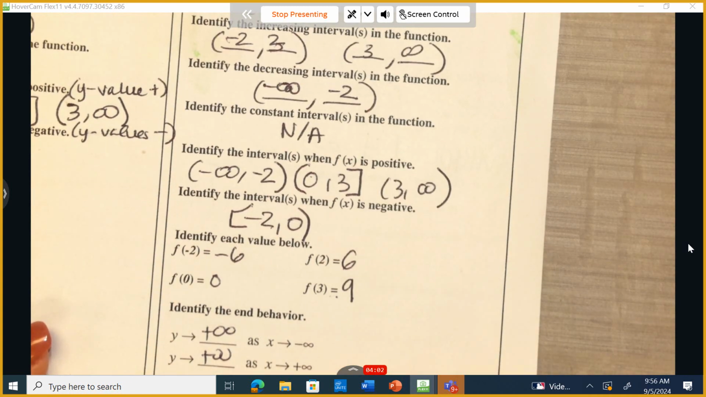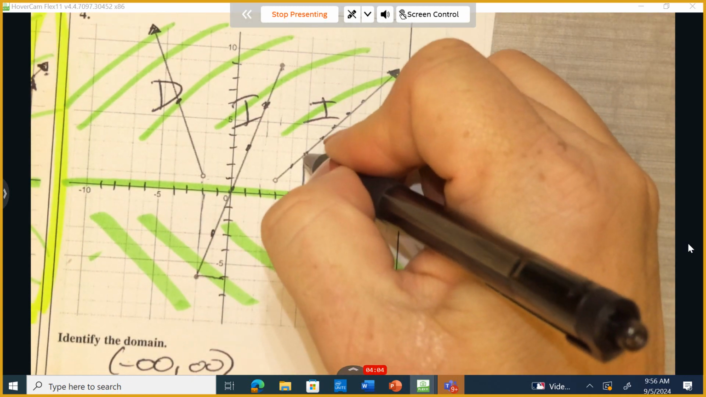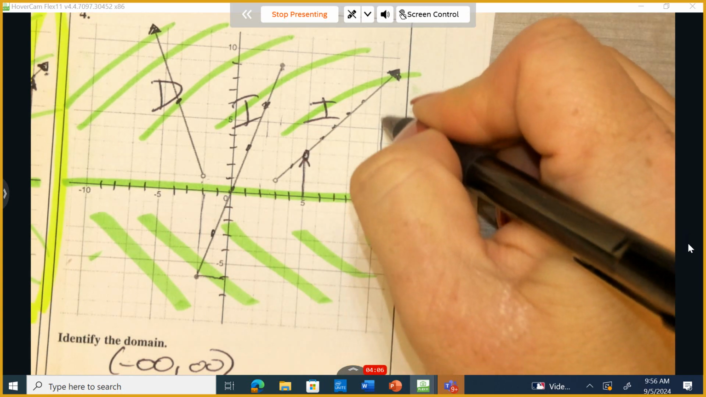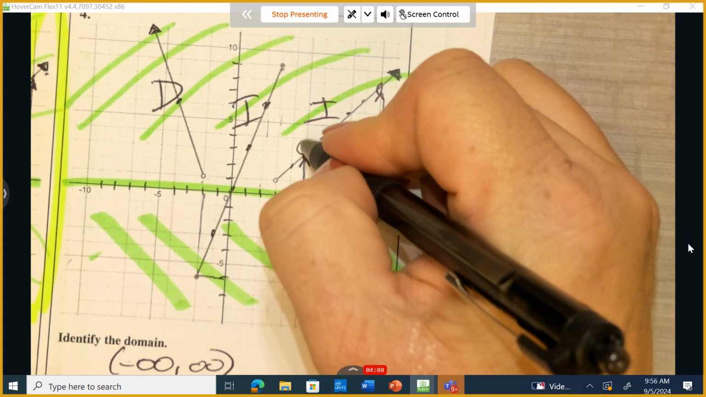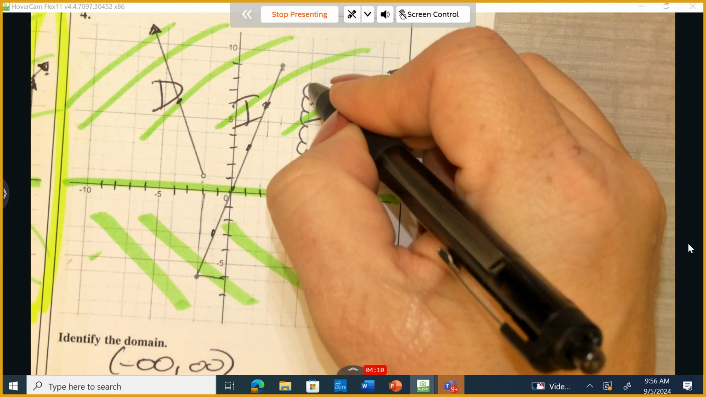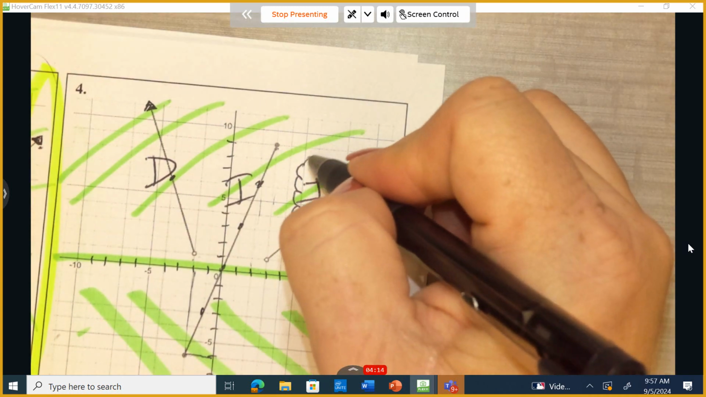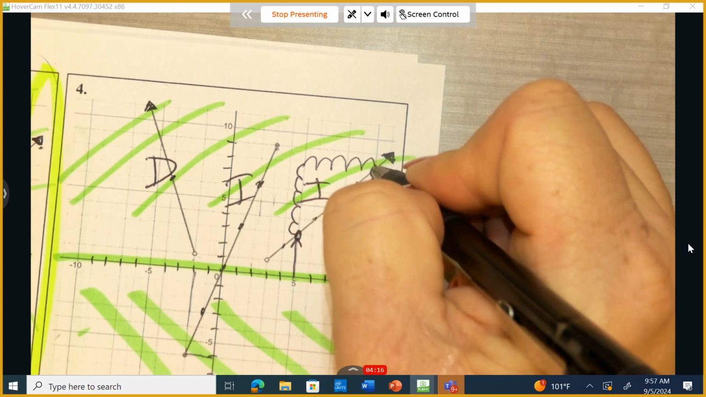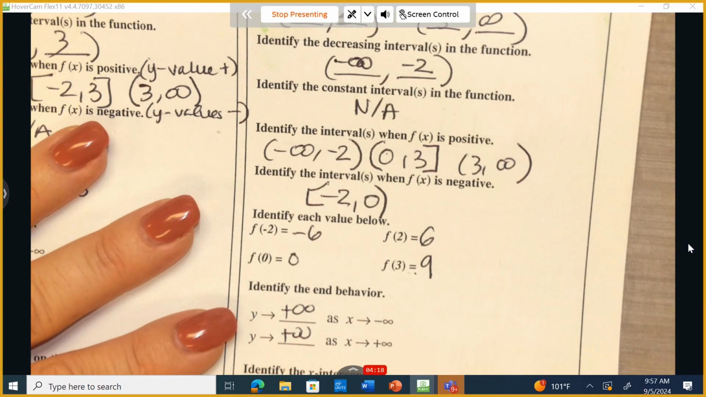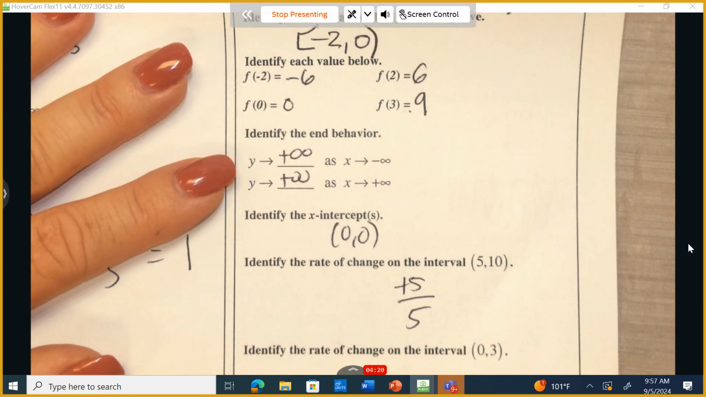And I'm going to do the rate of change from 5 to 10. So here's 5, and here's 10. Up 1, 2, 3, 4, 5. Okay, I went up 5. And then over 1, 2, 3, 4, 5. 5 over 5, or 1.